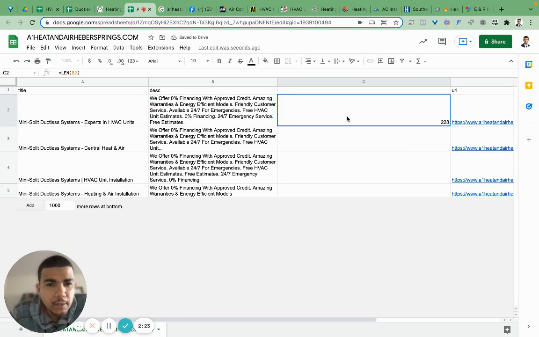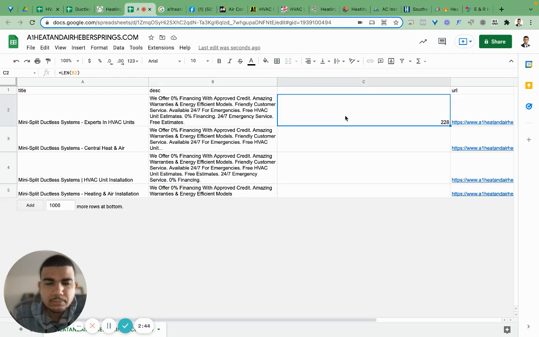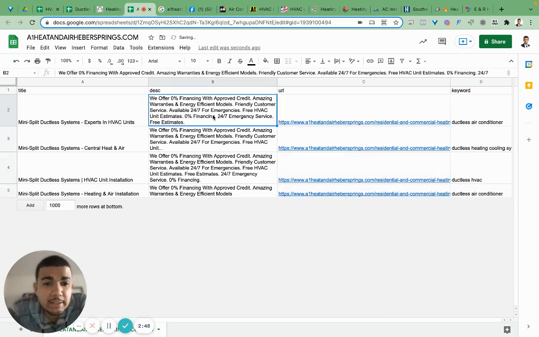All right. So I'm guessing some of these are site links. It looks like 24-hour service is a site link. Free estimates is probably a site link. Free HVAC units. Okay, so their ad probably stops at available 24/7 for emergencies. That's where it looks like it stops. So I would be ductless specific.